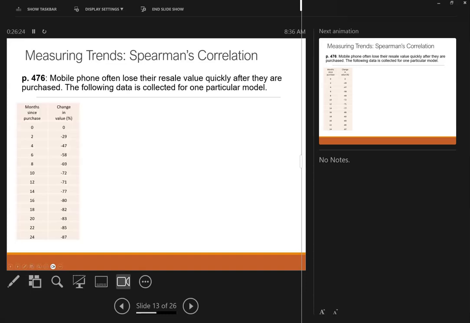So let's look at an example. Here we have some cell phone data. It says mobile phones often lose their resale value quickly after they are purchased. The following data is collected for one particular model. The months since purchase is our X, and then we have the percent change in value as our Y, since the value is dependent on the months, or how old the phone is.